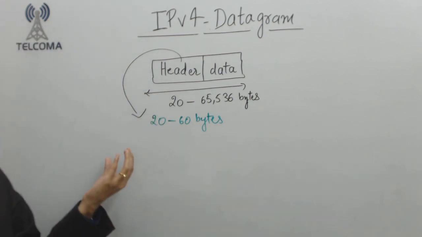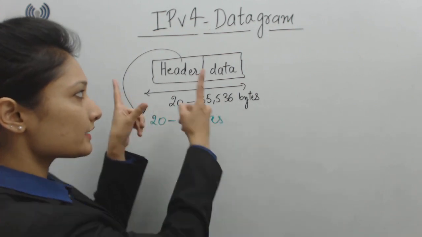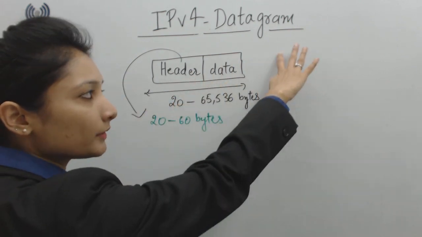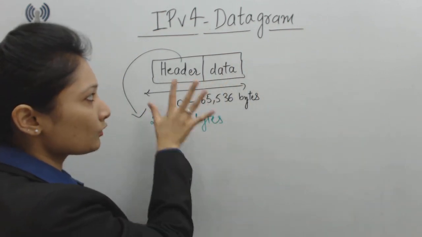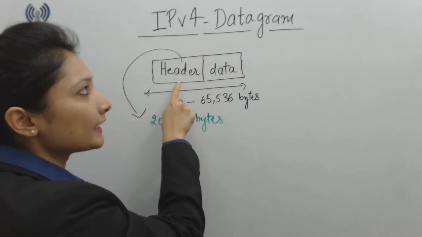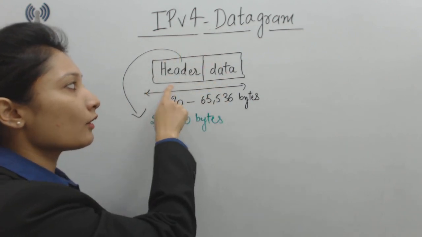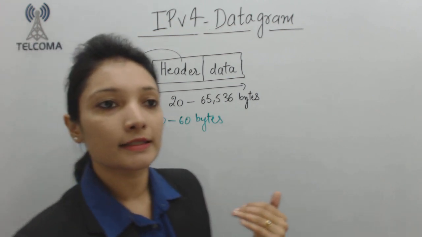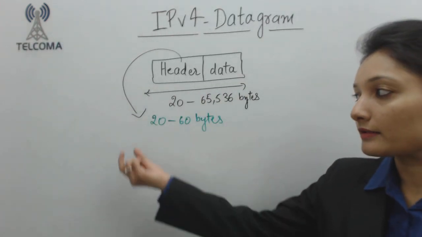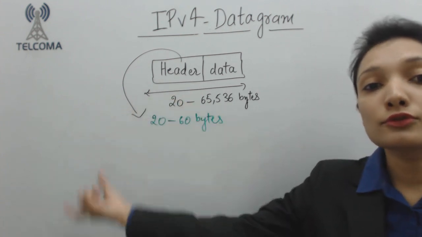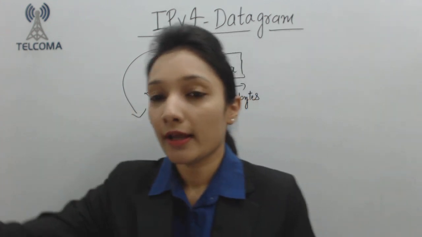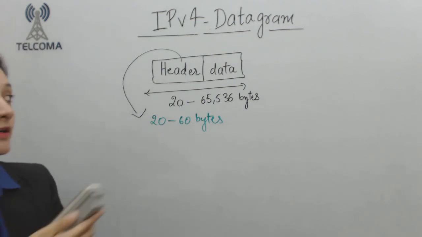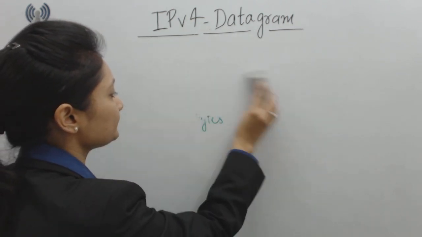Now we will study the various fields associated with this header, because the rest is normally just your information, your data. We are concerned here with the format of the header, the various fields used so that the packet is transferred from one point to another, from source to destination. So now we will see the datagram format.